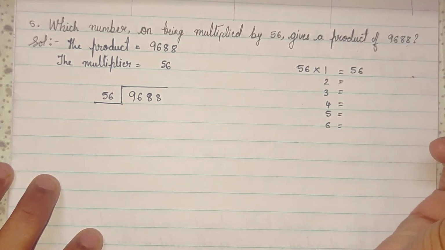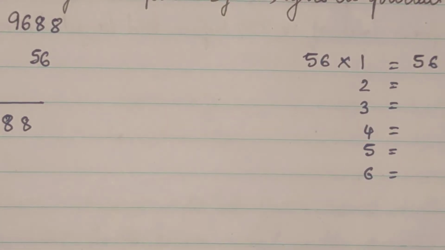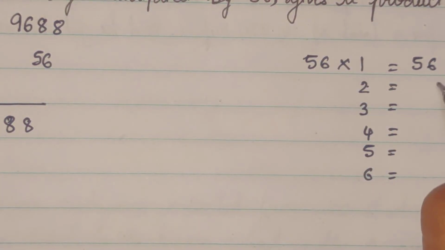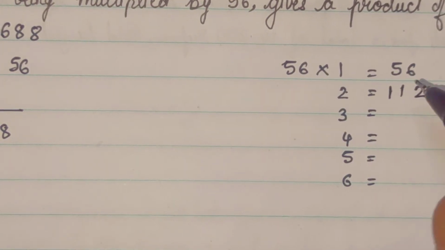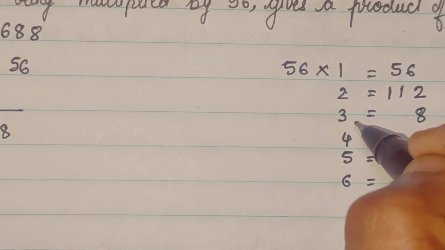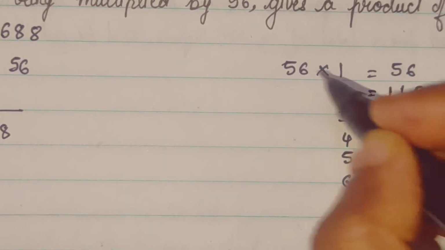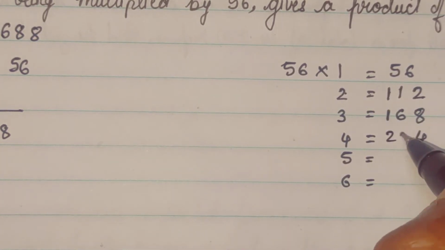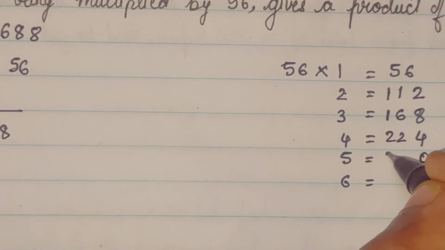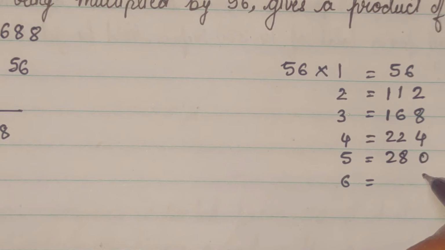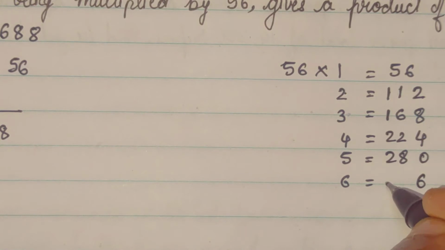So 56 ones are 56, then 2s are 2 6s are 12, 1 carry, 2 5s are 10 plus 1 11, 3 6s are 18, 1 carry, 3 5s are 15 plus 1 16, 4 6s are 24, 2 carry, 4 5s are 20 plus 2 22, 5 6s are 30, 3 carry, 5 5s are 25 plus 3 28, 6 6s are 36, 3 carry, 6 5s are 30 plus 3 33.